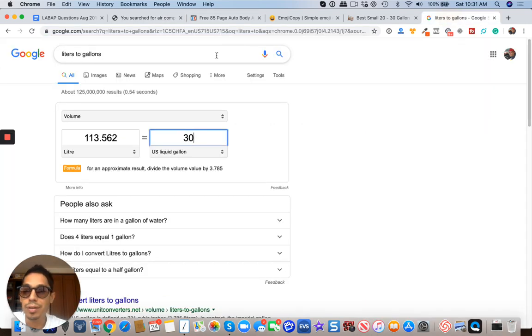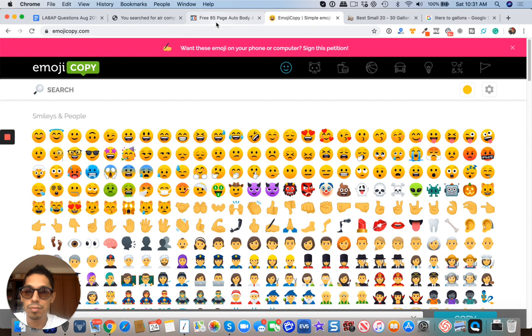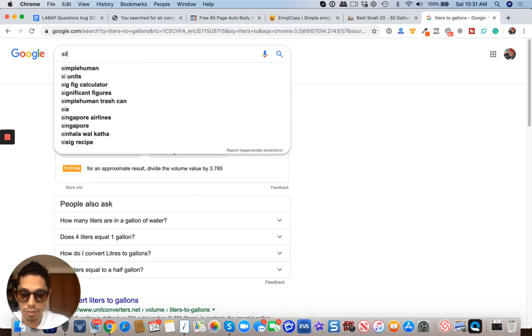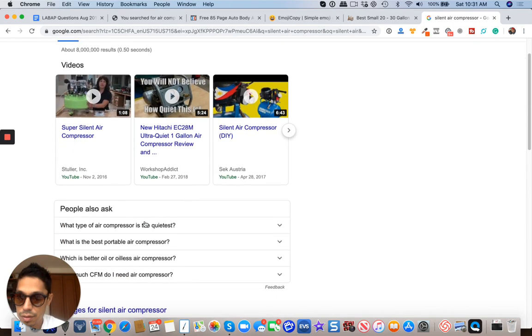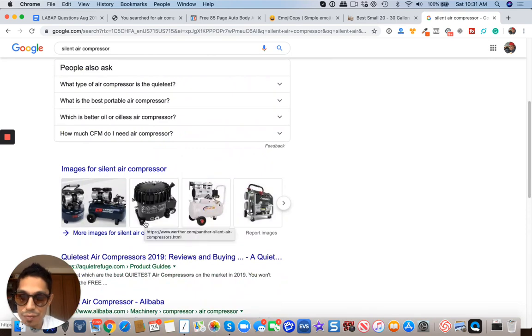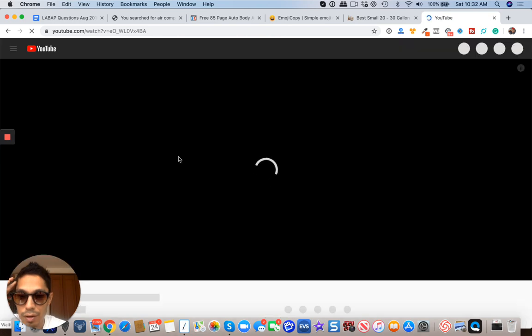So there was one brand in California. What brand was it? Was it California Air Compressors? Let me see here. Let me think. I'm just trying to think, guys. Silent air compressor. There was a brand. It's like a California brand. Quincy also makes a silent air compressor, but they're pretty pricey. If you just Google around, you can find quiet air compressors, but this one is tiny.